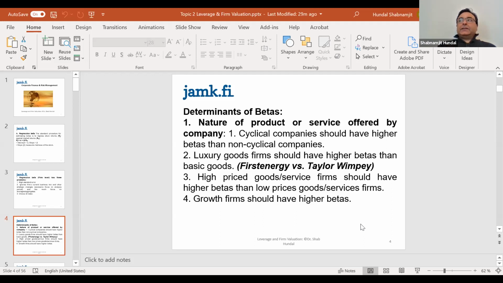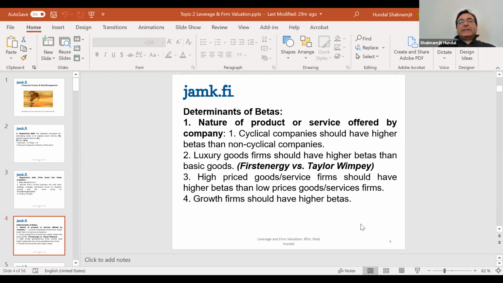Okay, I can say that the tourism industry is going to have a higher beta than a housing company, for example, because for the tourism companies the beta is high since the cash flow is more during certain times of the year, whereas in other times of the year the cash flow is comparatively lean. Okay. Similarly, the second point is luxury goods.